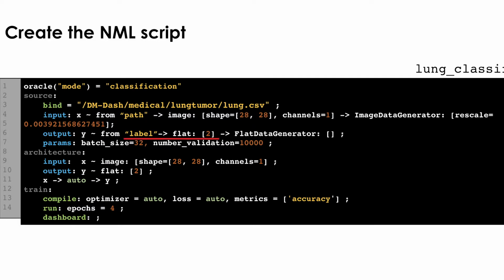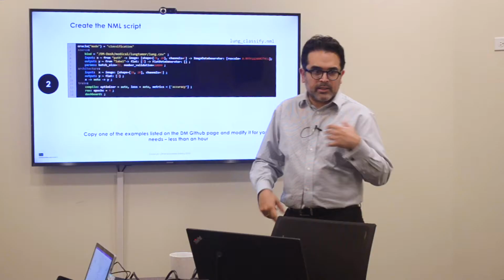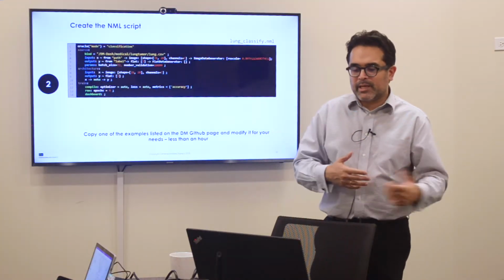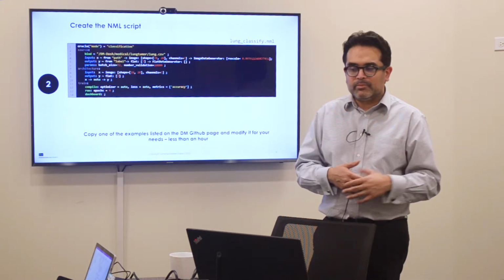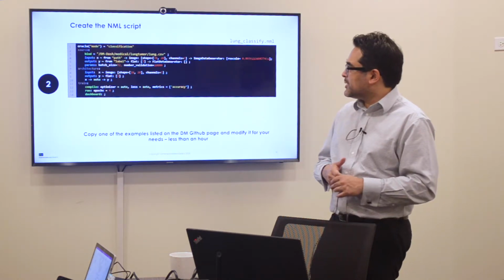Label, you see 2. So that basically means that we have just a vector of, so flat is basically, a flat data generator is a simple vector. And in this case, it's got 2 dimensions, 0 for without, 1 for with. And batch size 32. So batch size basically, if you have a beefy machine, you can set the batch size to 1024 or whatever. If you have a small machine, probably even less than 32.